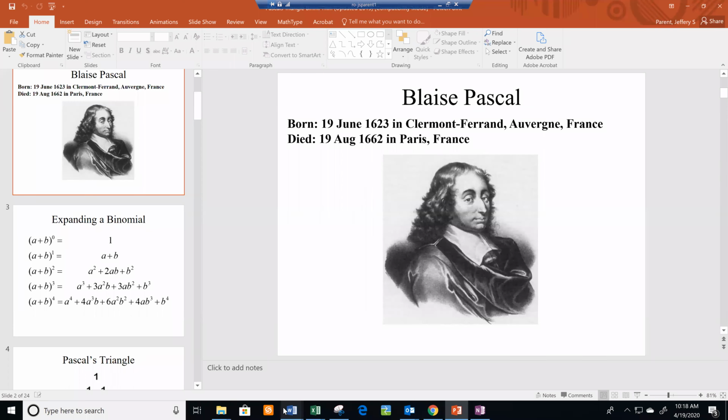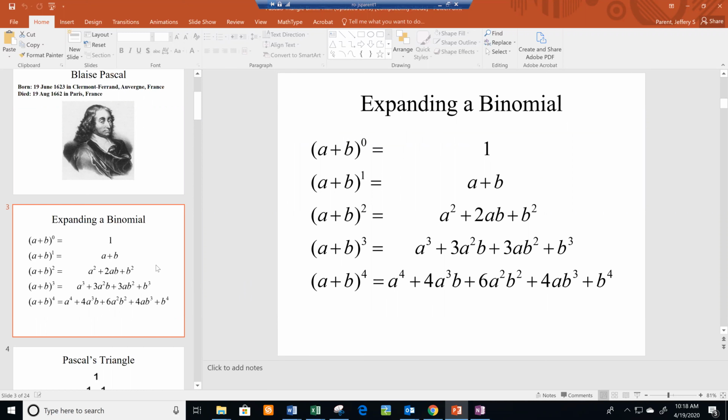So let's talk about Pascal's triangle and take a quick look at who Pascal was. Blaise Pascal was a 17th century French mathematician. He did a lot of work with probability, but his name sticks a lot with Pascal's triangle, and that's something that helps us expand these binomials.